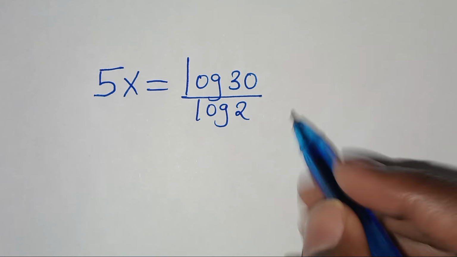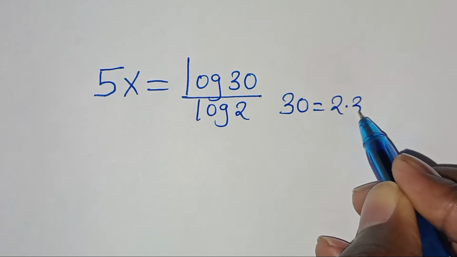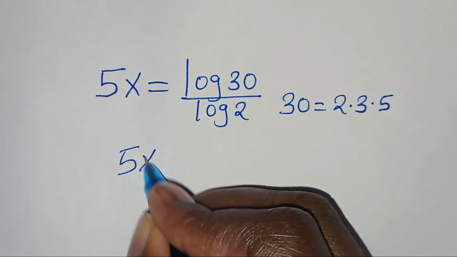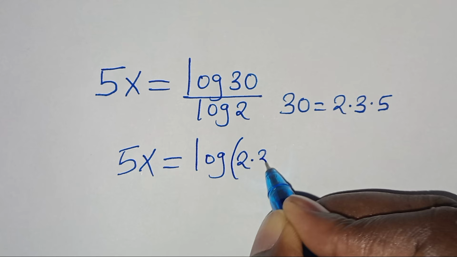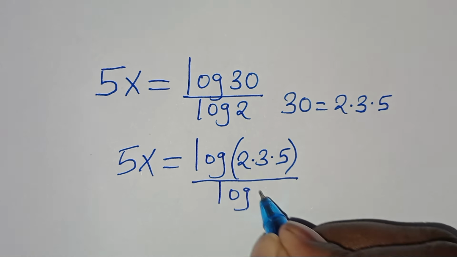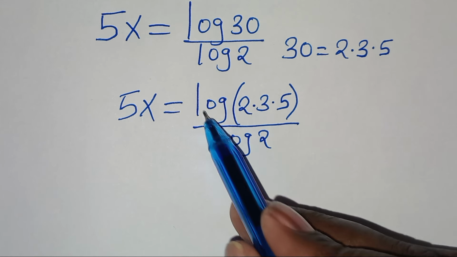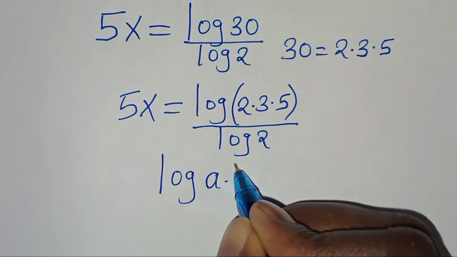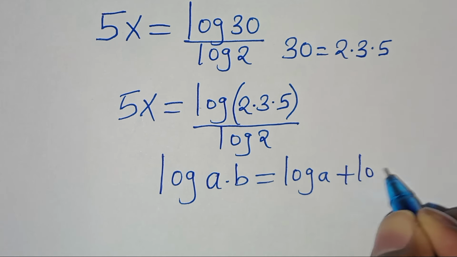Now the next step is that we can express 30. This is the same thing as 2 multiplied by 3 multiplied by 5. So that we have 5x, this is equal to log, this is 2 multiplied by 3 multiplied by 5, everything here divided by log 2. Now, the next step is that log 2 times 3 times 5, this is in the form of log a times b, which we can express as log a plus log b.